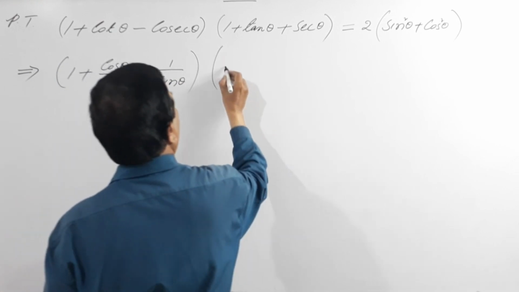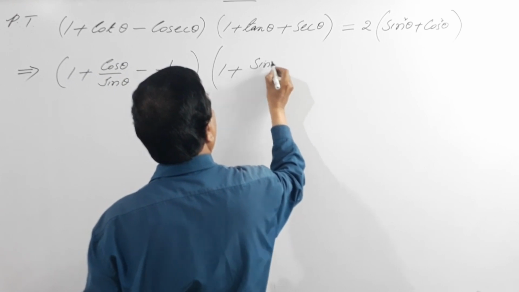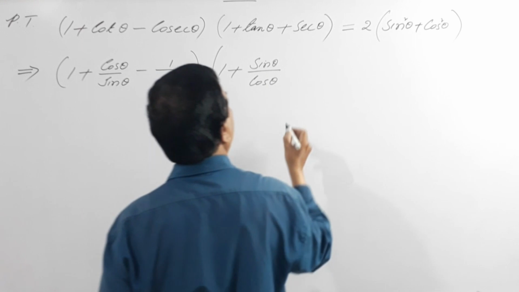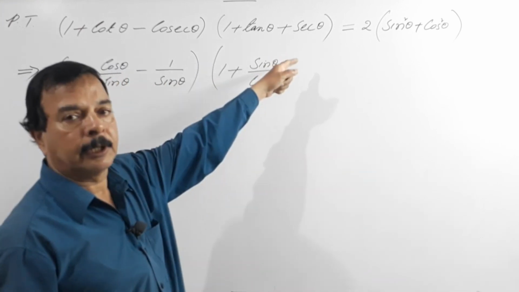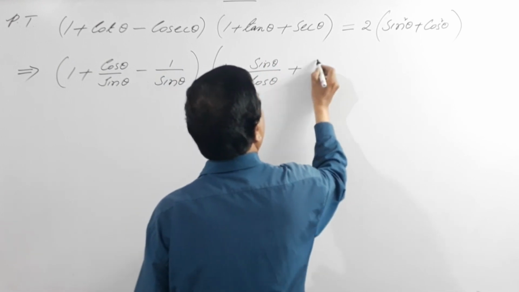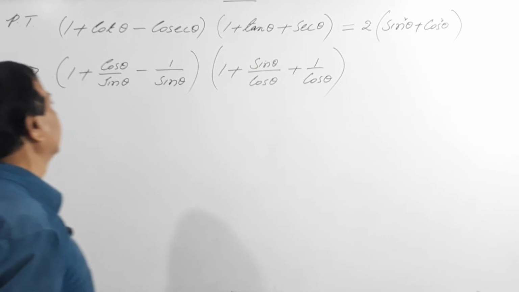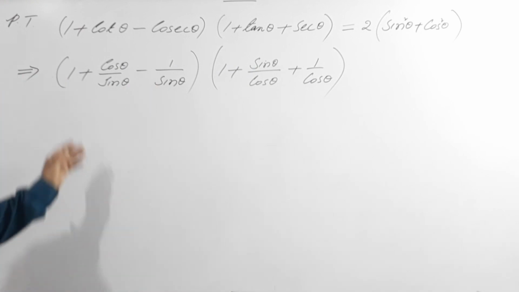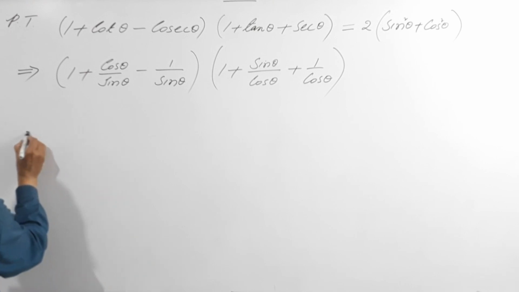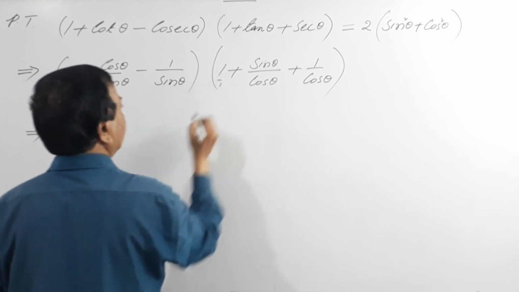And this is 1 plus what is tan? That is sin theta by cos theta. And what is secant theta? 1 by cos theta. Now what I have to do? We'll take LCM and solve this.